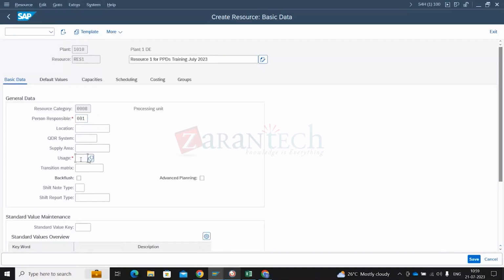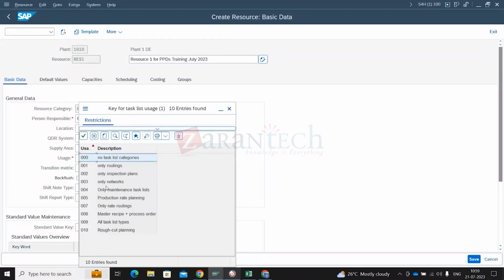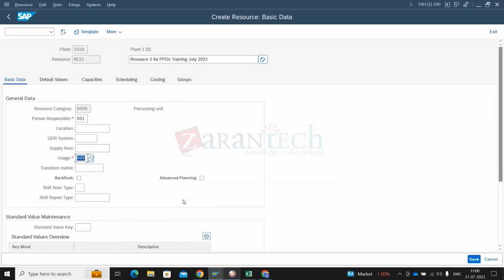Okay, then let us find the usage. We'll just set up the important thing. So this resource can be used only for routing or can be used for recipe or rate routing. So there are multiple types of those structures, right? The way the operations can be put up. Routing and recipe can be used for different types of industry, right? It varies per industry. But what I would say is I will make it for all task list types. So I'll just say 0009. So I can use this resource in the routing also and recipe also and whatnot.